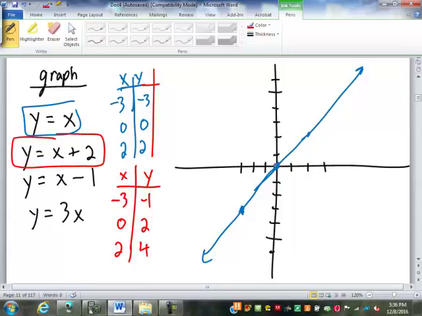4. So we've got -3, -1. That's a point right there. 0, 2. That's a point right there. 2, 4. Right there. What we get here is a line that's parallel to our first one. How has it changed? All that's happened is it's moved up 2 spots, hasn't it?